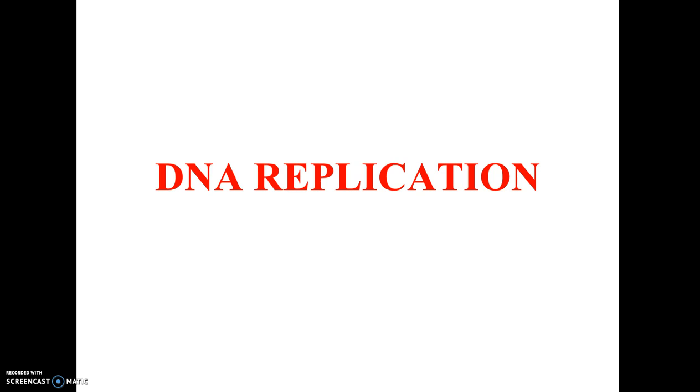What is DNA replication? Really, the definition of this is just copying DNA. It's the process where DNA is copied. To replicate something is to make a copy of it, and so DNA replication is the process that happens in cells where the DNA gets copied. And we'll go into why that's useful in this video.